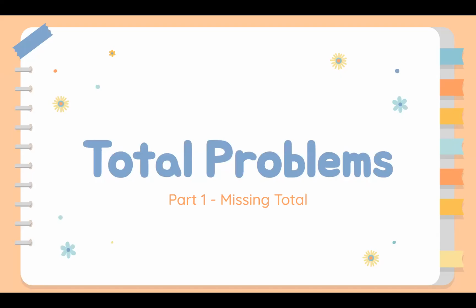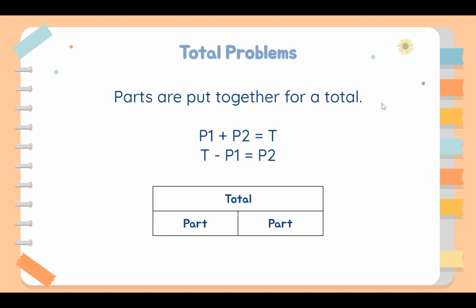Let's look at total problems with missing totals. As a reminder, total problems are parts that are put together for a total. We can use a couple different equations to answer these questions depending on what information is given and what information we have to find. The first equation that we could use is part plus part equals total.